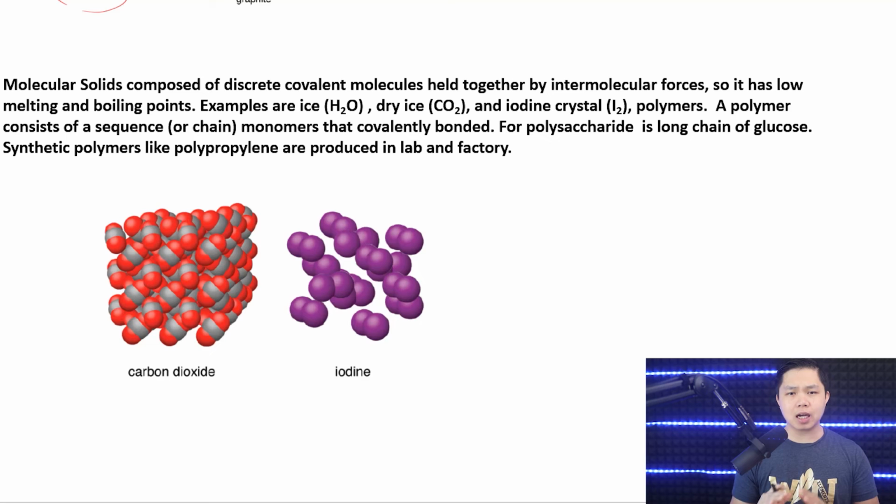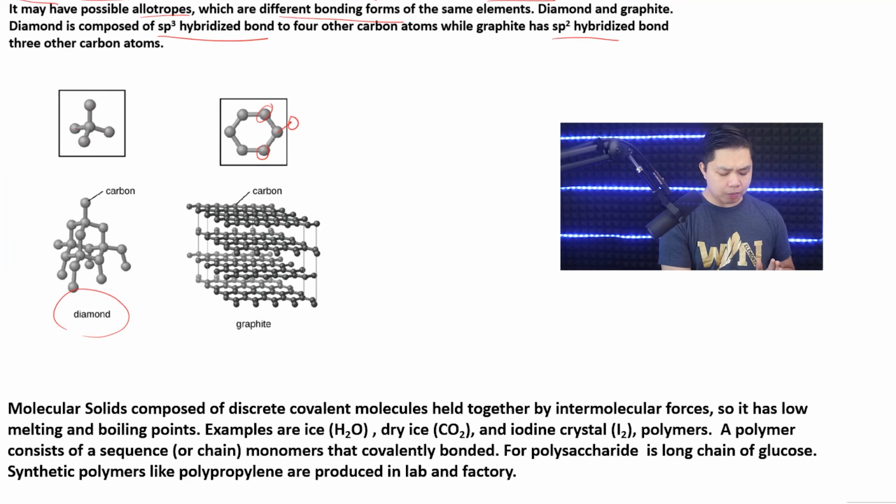Now let's look at the last type of solid, which is molecular solid. We have ionic solid, which results from ionic compounds, right? In this case, molecular solid results from molecules formed by covalent bonds. The key difference between molecular solid and network covalent is that network covalent solids are held together by covalent bonds. That's why they are super strong. Whereas molecular solids are held together by intermolecular forces.